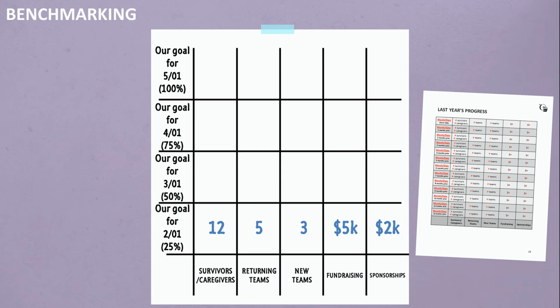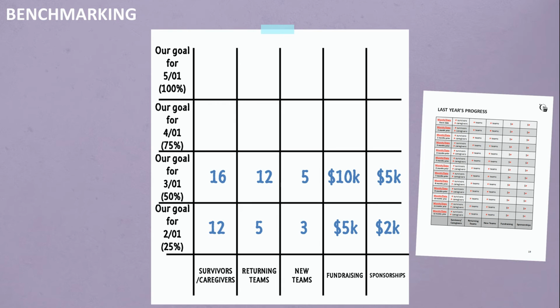With the calendar in mind, have the group determine their 50% milestone goals for survivors, new teams, returning teams, income, and sponsorships. Capture these goals on the flip chart, and participants can also write them in their workbook. Again, keep in mind that just because they're 50% of the way to their event date does not mean that each of their categories have to be 50% of their overall goal.